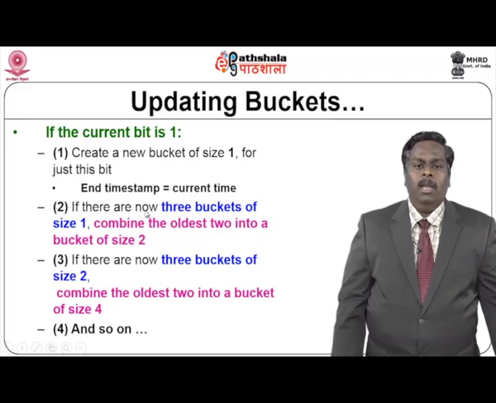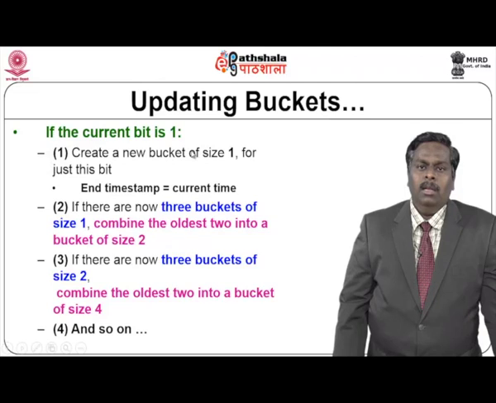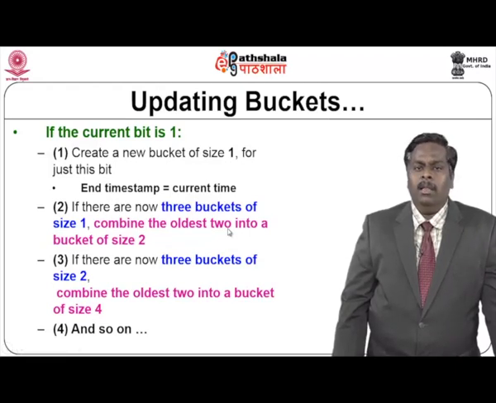Now, assume you have a bucket whose size is 1, and earlier you had identified 2 more such buckets, that is, currently you have 3 buckets of the same size. So, earlier you had 2 buckets of size 1 and now you have one more, the third bucket of the same size. In such scenarios, you will have to combine the oldest 2 elements and then retain the current bucket alone.